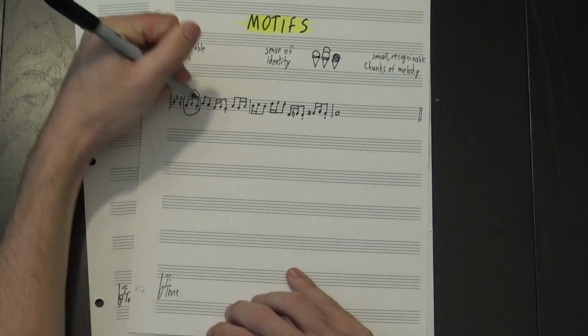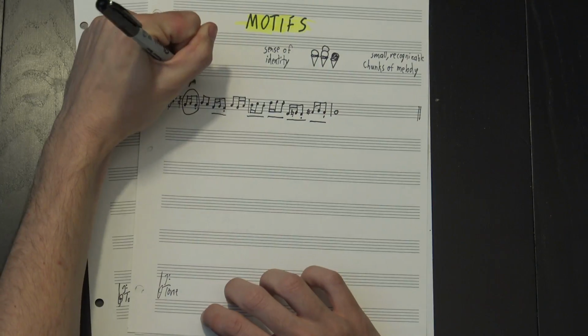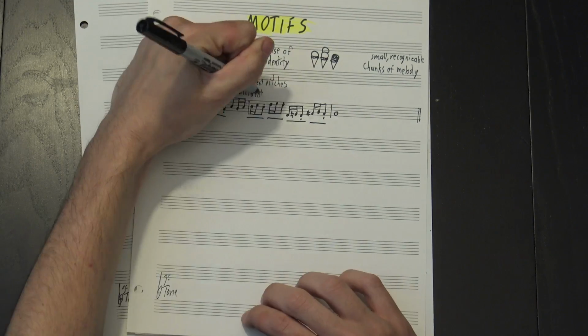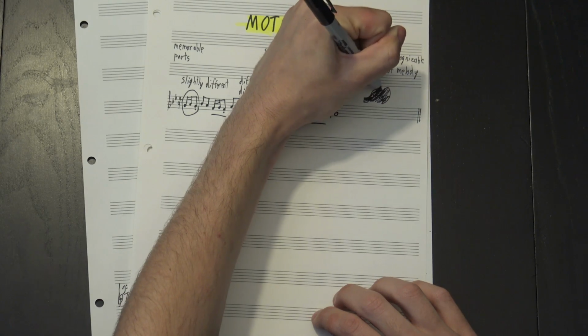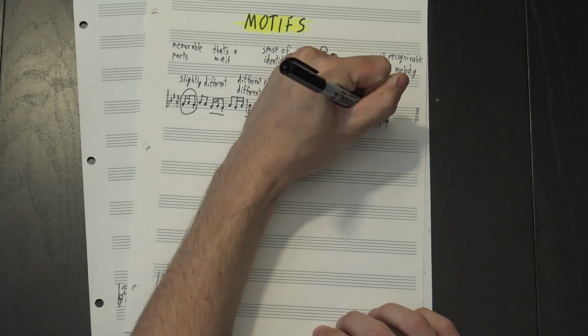Did you notice how this figure seemed to keep cropping up? It's a little different every time, starting on different pitches in different registers and containing different intervals, but you can still recognize it as the same basic shape. That's a motif. There are three main types of motifs.